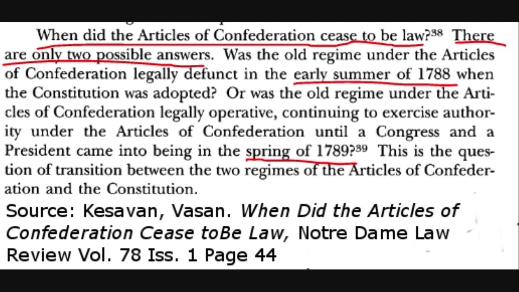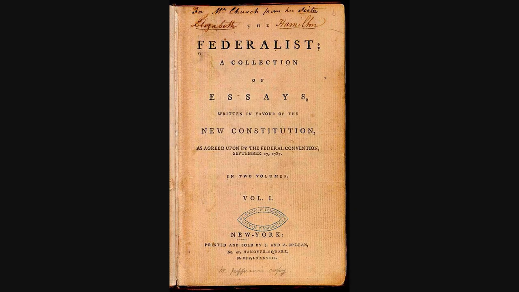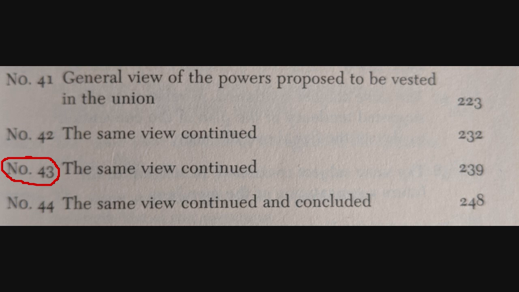But in this case, it's irrelevant because no one except for vampires are alive in 1788, and we don't trust vampires at all. So the author then looks to the Federalist Papers, a series of essays written by Alexander Hamilton, John Jay, and James Madison on why we really needed the Constitution, especially above and beyond the Articles of Confederation. And the author points out that the Articles of Confederation were basically ignored at this point according to the Federalist Papers. Federalist Essays number 41 through 44 discuss what powers the Constitution actually grants to the government.